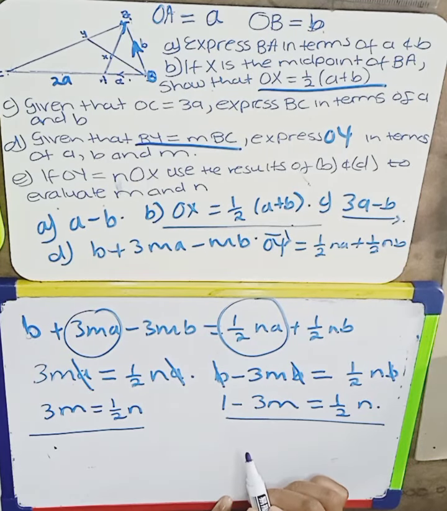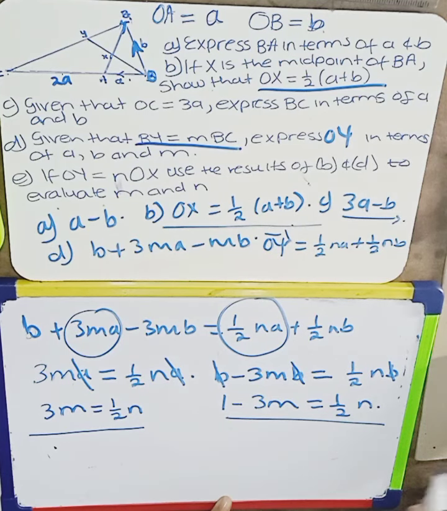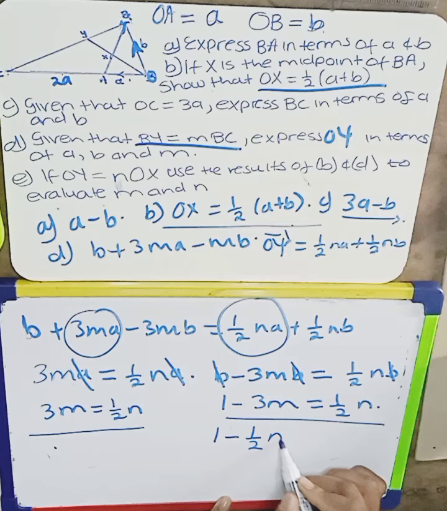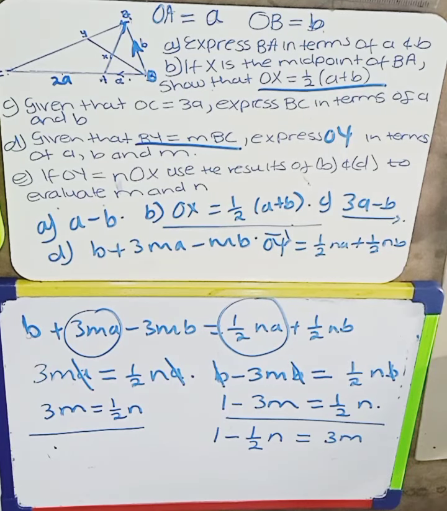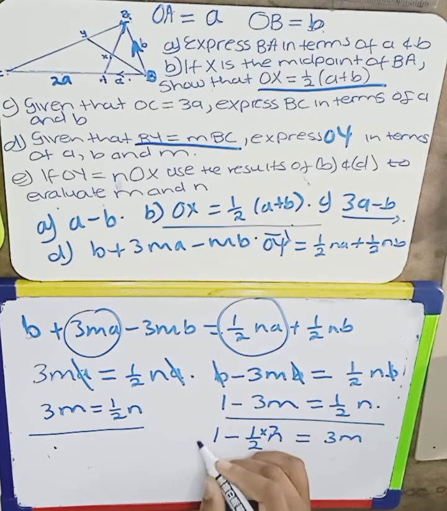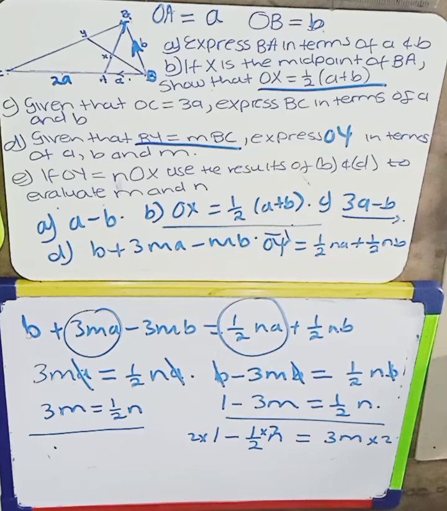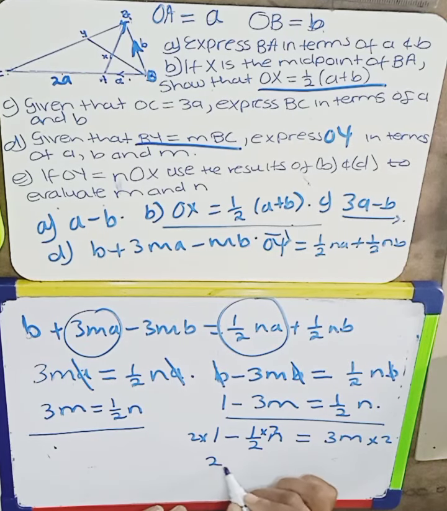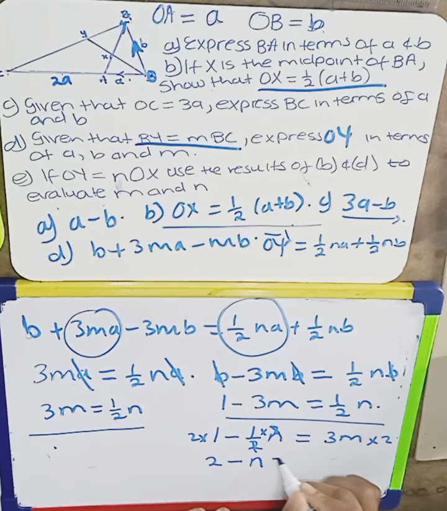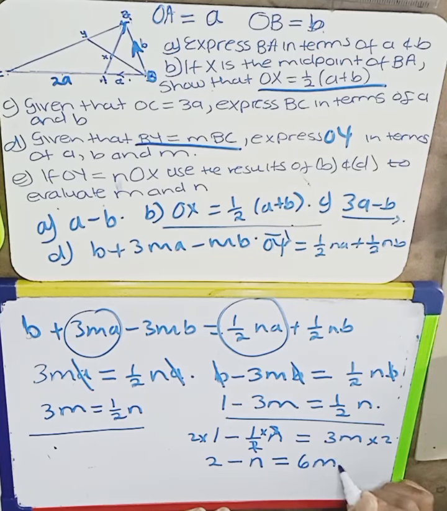So let's bring half N this side. It's 1 minus half N is equal to 3M. Whenever you're dealing with equations and you have got fractions, the first thing that you need to do is to get rid of fractions, right? So let's multiply everything by a 2 here. We don't want to work with fractions because they confuse. 2 times 1 will be 2, minus half of 2 will just be 1. So 2 minus N is equal to 6M, right?